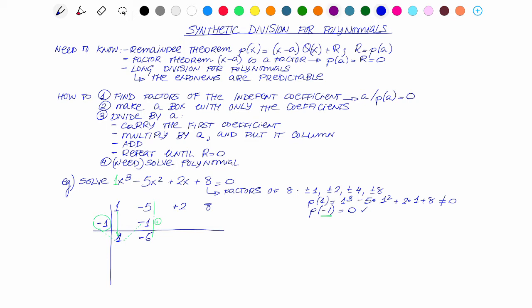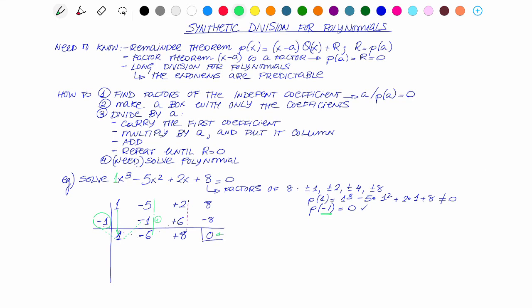And we're going to repeat the process. If we change colors here, we're going to multiply by a and bring it to the next column. In our case, -1 times -6 is a +6. And now we're going to add together. +2 + 6 = 8. Then we repeat the process. -8. And when we add it, that gives us a 0, which is a good thing. Remember, this is your remainder, which is a good thing. It's 0 because otherwise we will not have a factor.